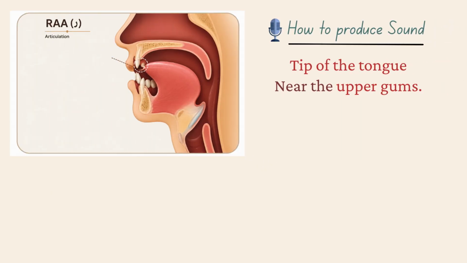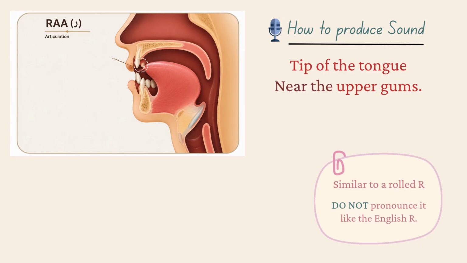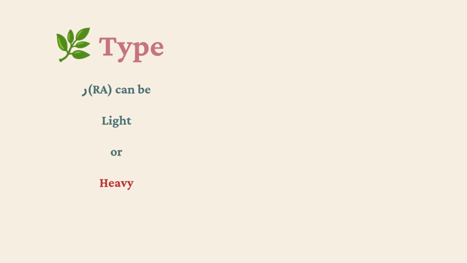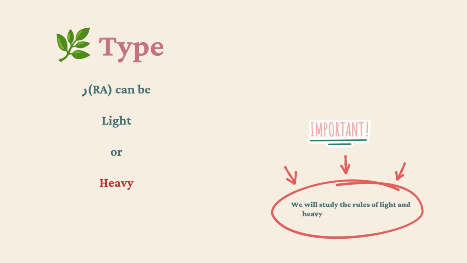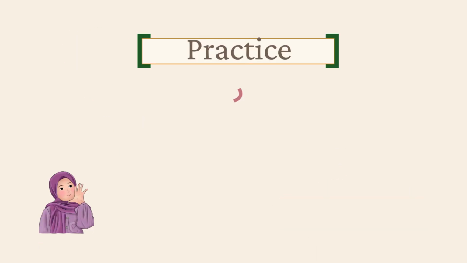Keep practicing. Our next letter is Ra. The articulation of Ra is tip of the tongue near the upper gums, similar to a rolled R. Do not pronounce it like the English R. Ra can be light or heavy. We will study the rules of light and heavy Ra in a future lesson. Let's practice Ra together. Ra, Ra, Ra.